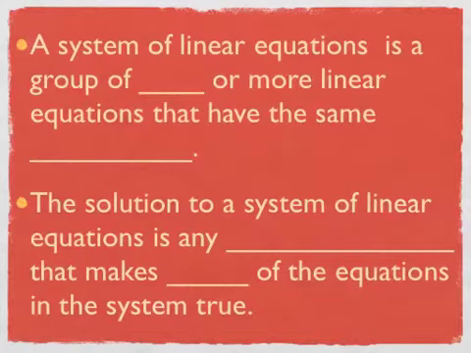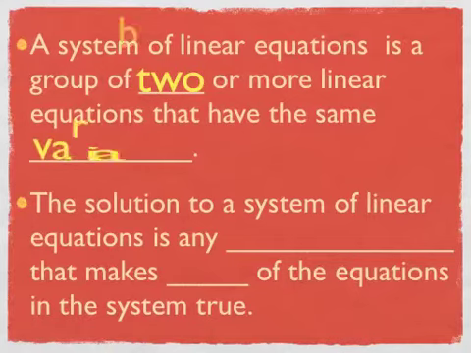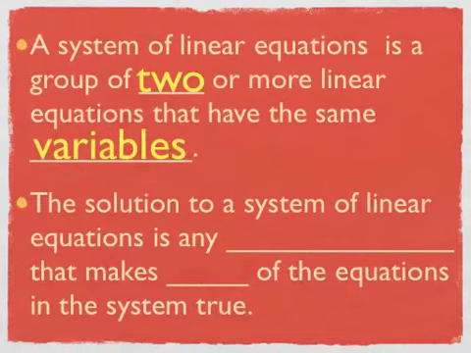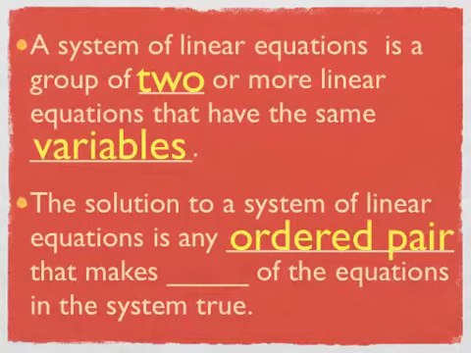A system of linear equations is a group of two or more linear equations that have the same variables. The solution to a system of linear equations is any ordered pair that makes all of the equations in the system true. Remember that for an equation to be true, you have to wind up with an identity like 3 equals 3 or 4 equals 4, some true statement of equality.